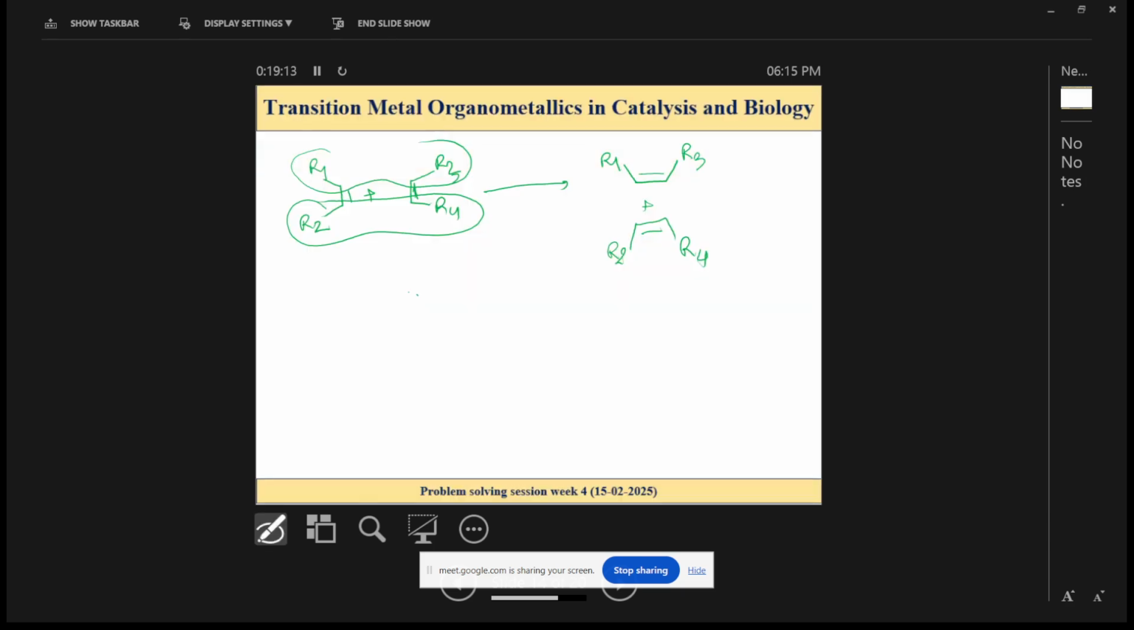But it is also possible to have another coupling partner, that is R1, R2 with R1, R2, and R3, R4 with R3, R4. Similarly, this compound can also undergo the self metathesis reaction. So this gives a series of products.